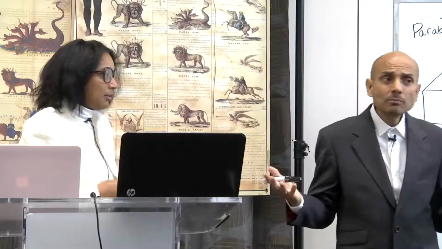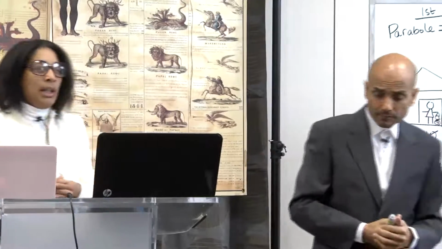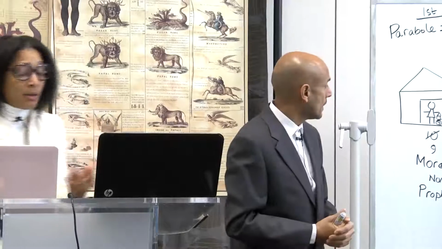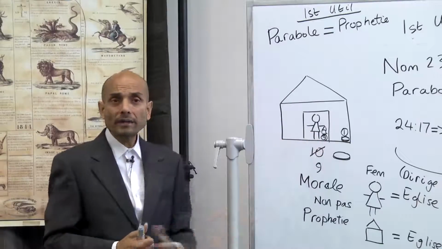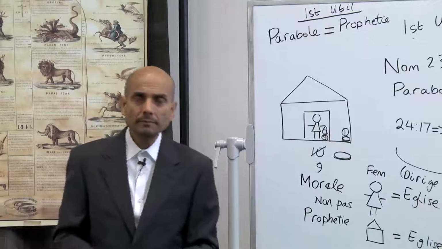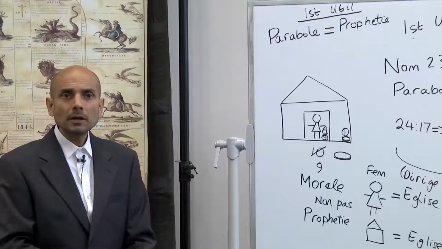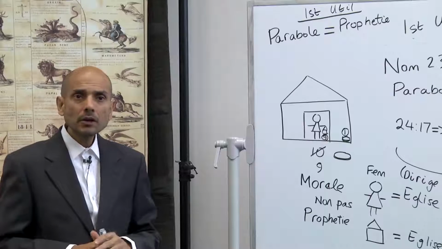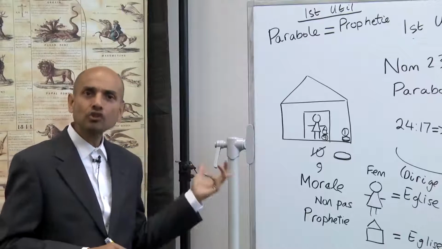I gave a random example of a parable. The woman who loses one coin. A nice, simple moral story. If you're a parent, God requires you to take care of your children. Nice moral story. But it means much more than that.